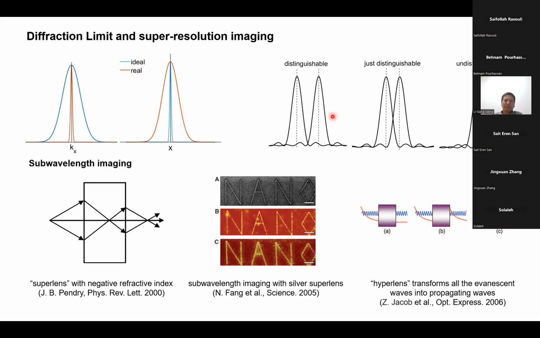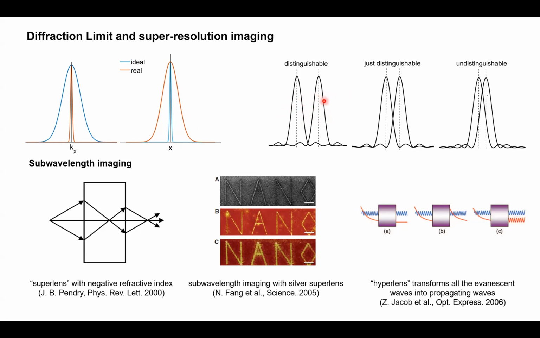On the other hand, when light propagates through a diffraction system, like a pinhole or slit, a diffraction spot appears. According to Rayleigh's criterion, when two spots are close enough, we cannot distinguish them. This one can be distinguished, and this one is just distinguishable. We cannot distinguish the two points. So this is the so-called diffraction limit that has puzzled us for a long time in optics.